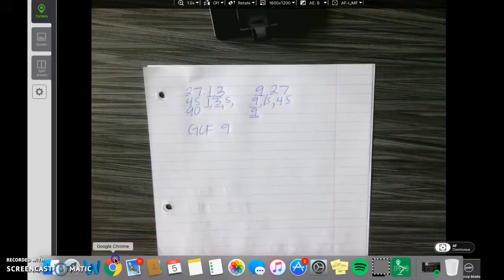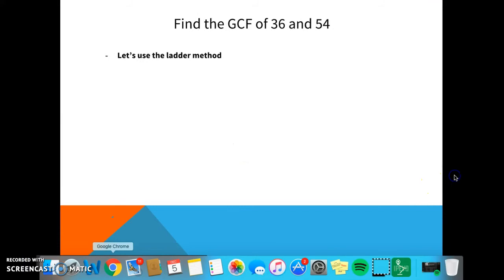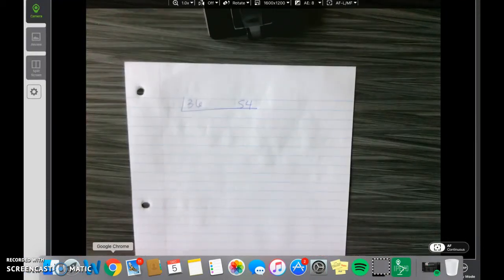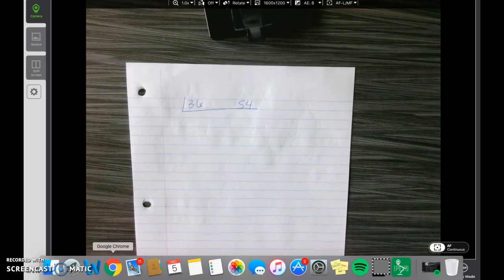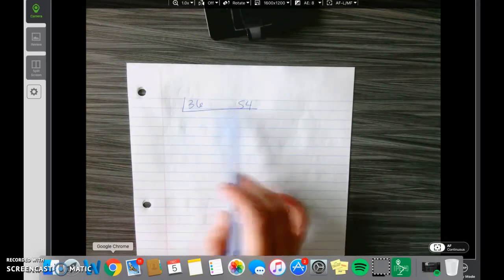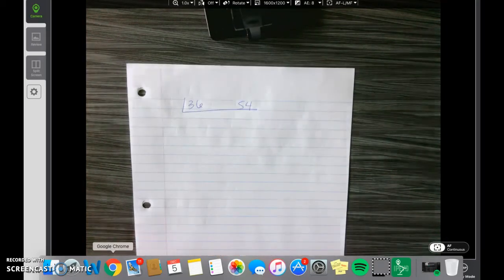Now, the last strategy is the ladder method, and I know that wasn't one that we particularly liked for finding the prime factors, but it's actually going to be a really good strategy to use for finding the greatest common factor. So I'm going to make my ladder, and I'm going to put both of these numbers inside of it. Unlike what we did when we used this strategy to find the prime factors, I'm figuring out a number that 36 and 54 have in common. It can be prime or composite.